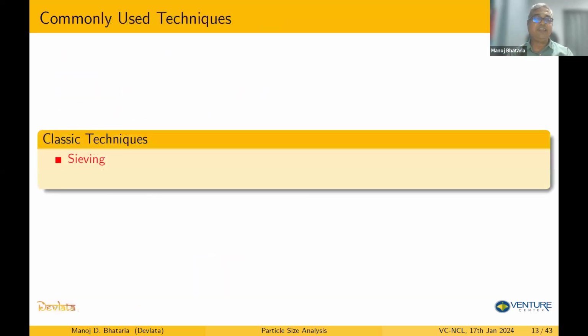So in the classical techniques, we had sieving and, to some extent, I would say even microscopy. People used to have a microscope and see the particles, and using the magnification they had, they could predict the size, but it was a very tedious method. You can just see a small portion of the whole particle size and then you have to compare. So measurement of the size also was not automated.